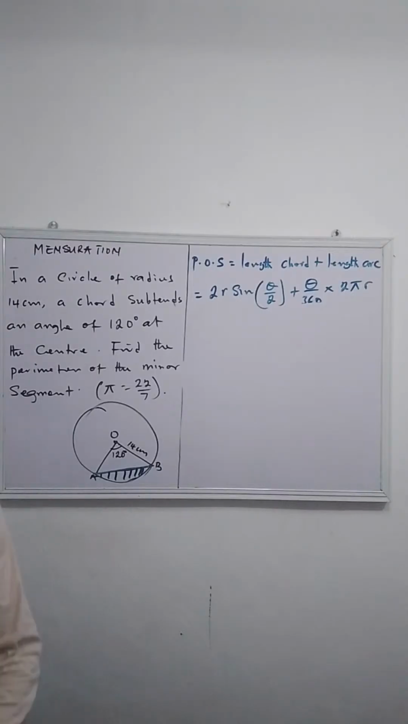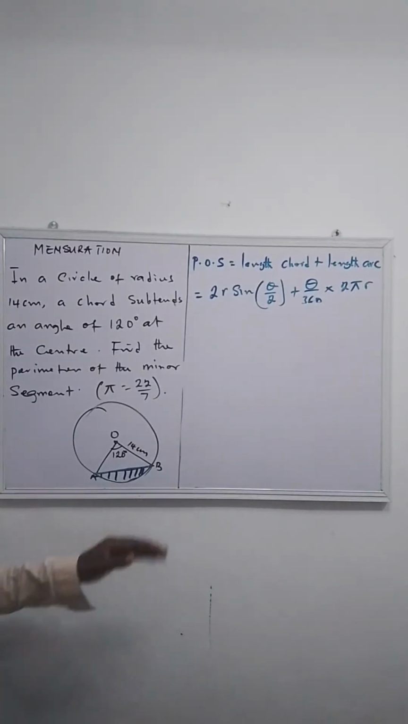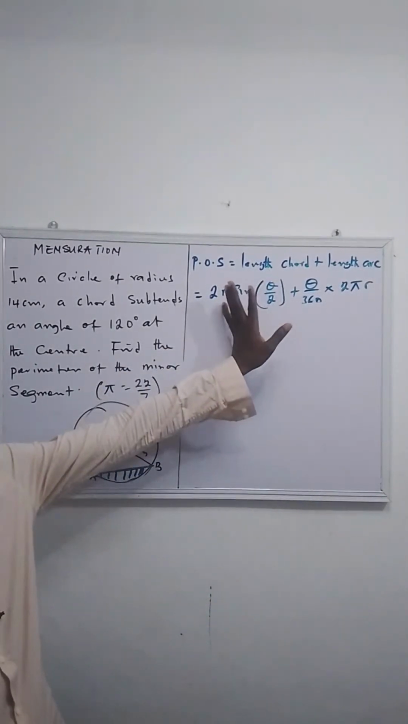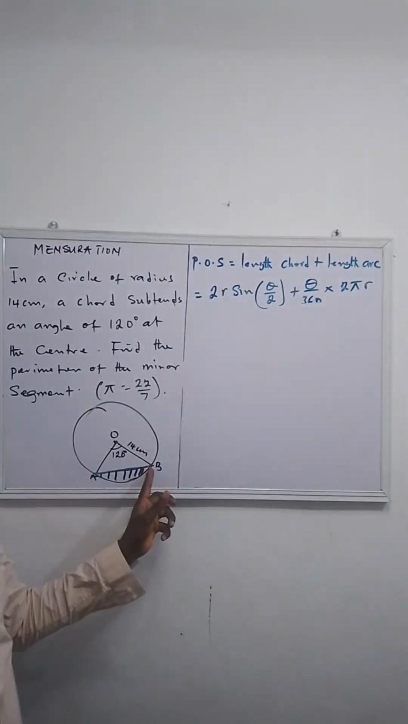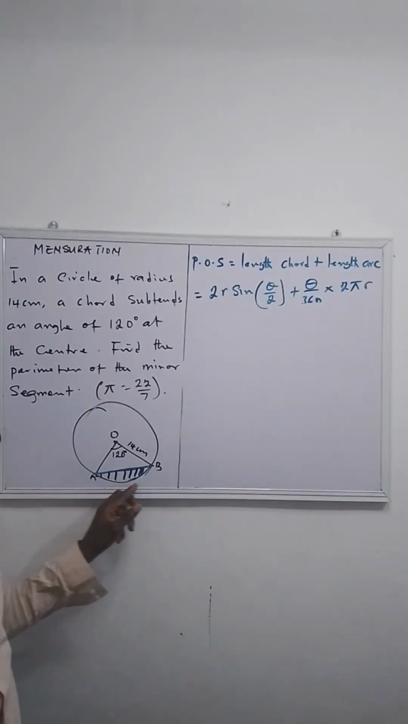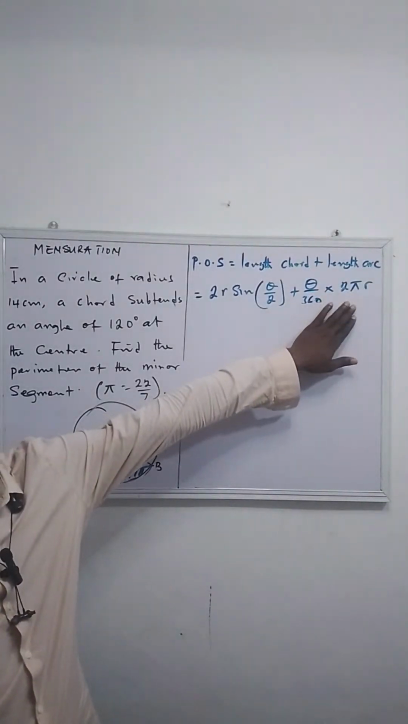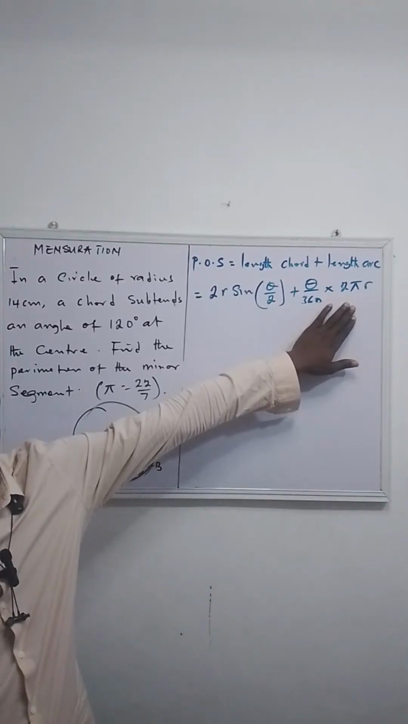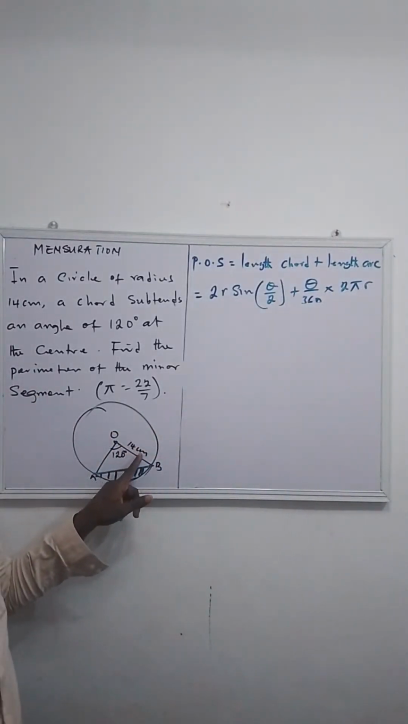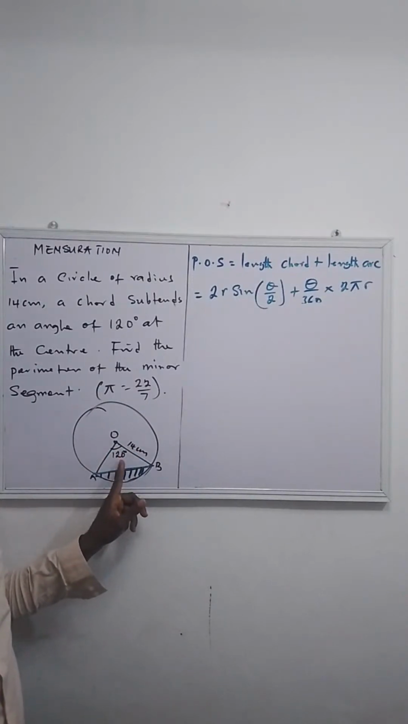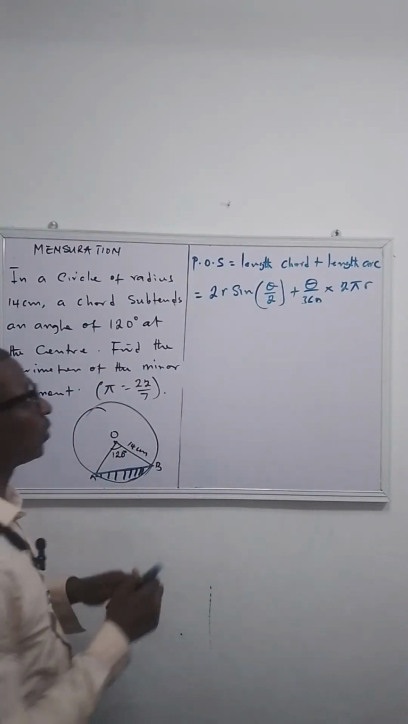The formula for calculating the length of a chord is 2r sine theta over 2. And this is the formula for calculating the length of an arc. So you have everything. All you need to do is plug in the values. r is given to be 14, theta is given to be 120. Now let's plug in the values.